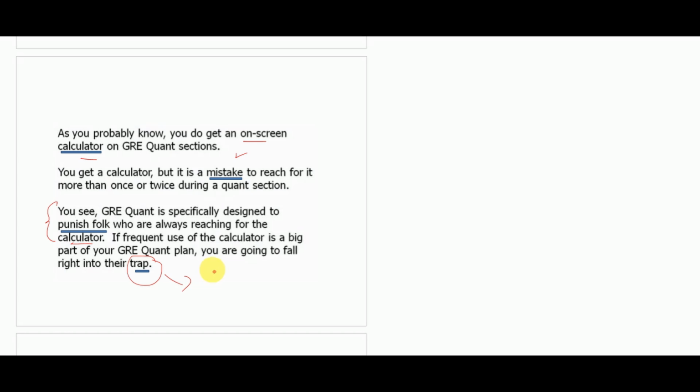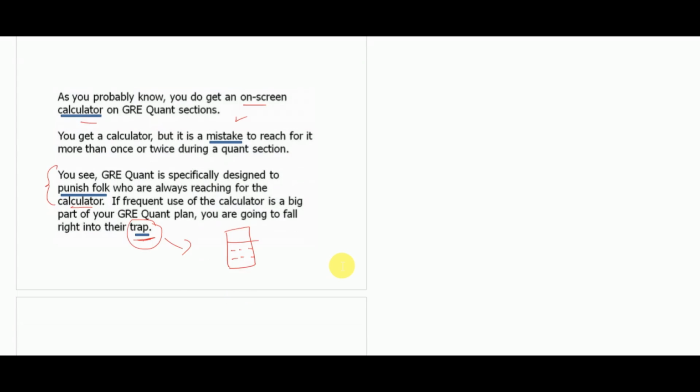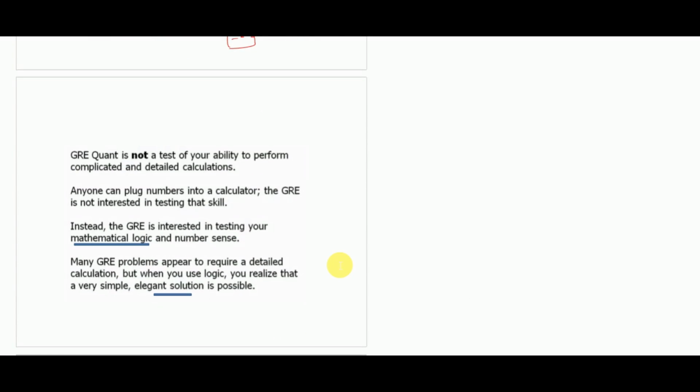In fact, in the older days when the GRE did not have a calculator, people always longed for it. People always demanded that there should be a calculator. So now, in this newer version of the GRE, they have added the calculator. However, remember that it's a trap. If you're constantly using the calculator on the GRE, that's something you shouldn't do. And why is that a trap?